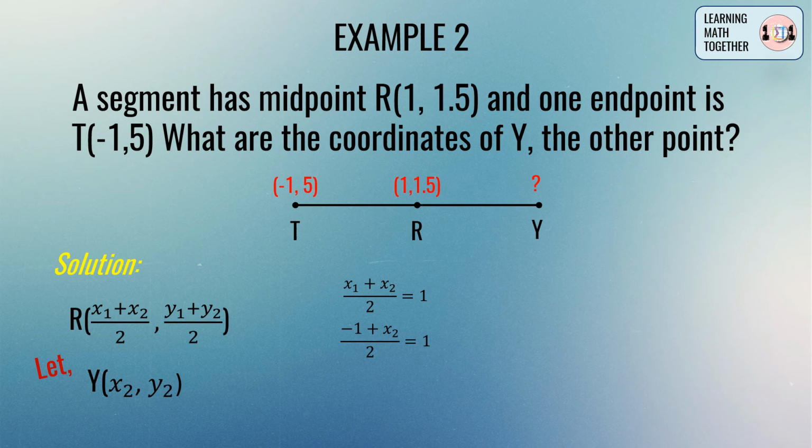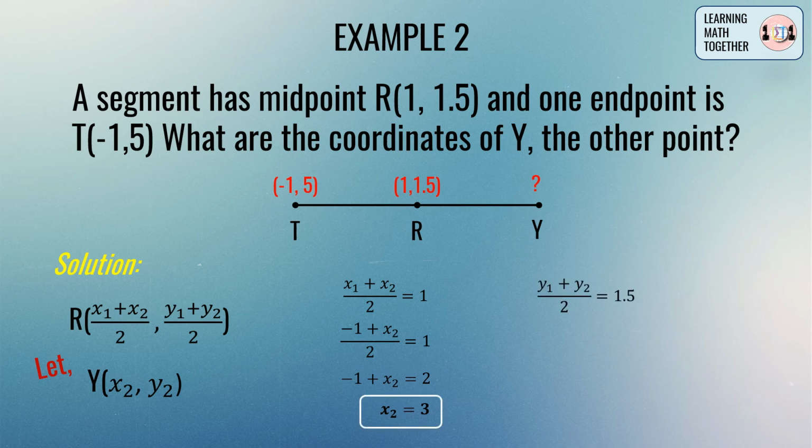The next step is we need to multiply the entire equation by positive 2 to get rid of the denominator on the left side of the equation. We have negative 1 plus x sub 2 that is equal to 2, and then simplify further by isolating x sub 2. We have x sub 2 that is equal to 3. Therefore, the x-coordinate of Y is equal to 3. Now let's move on to the y-ordinate.